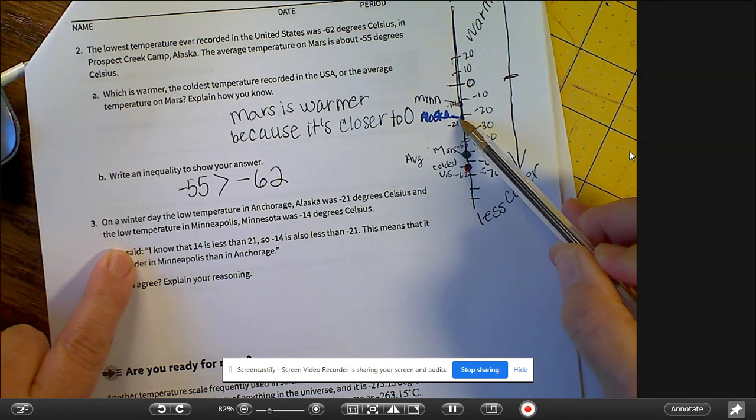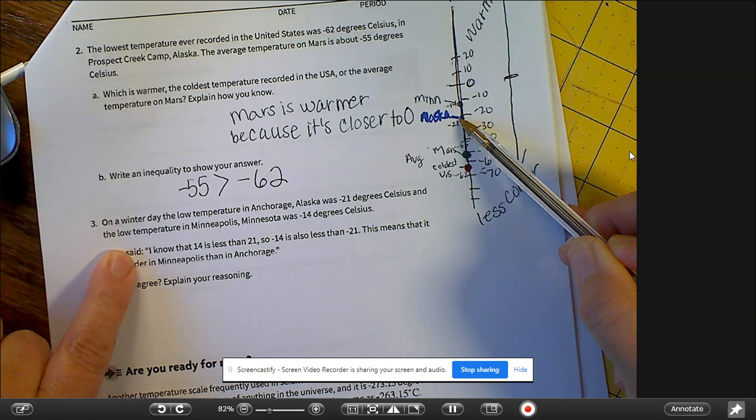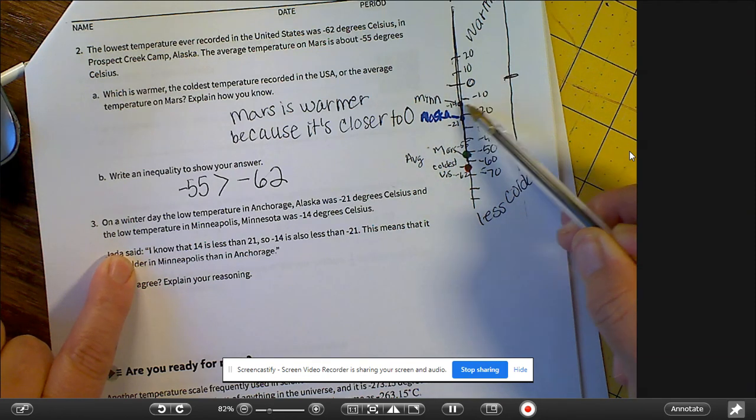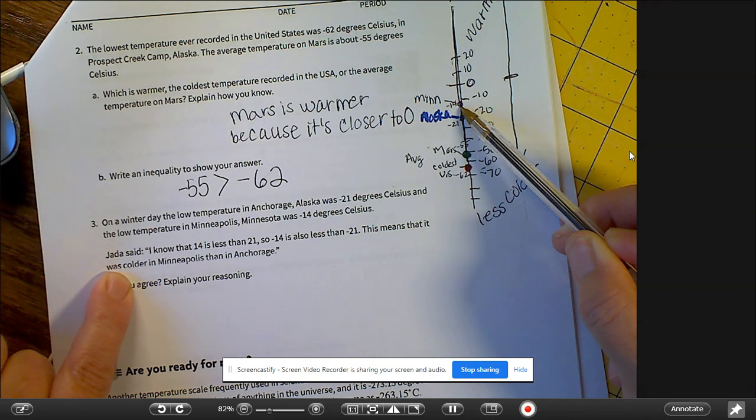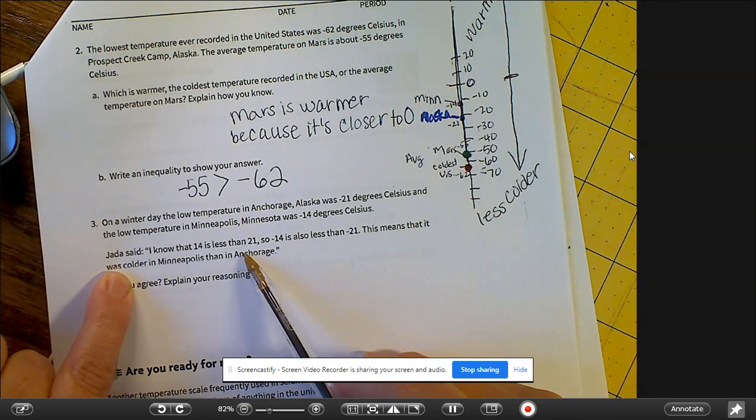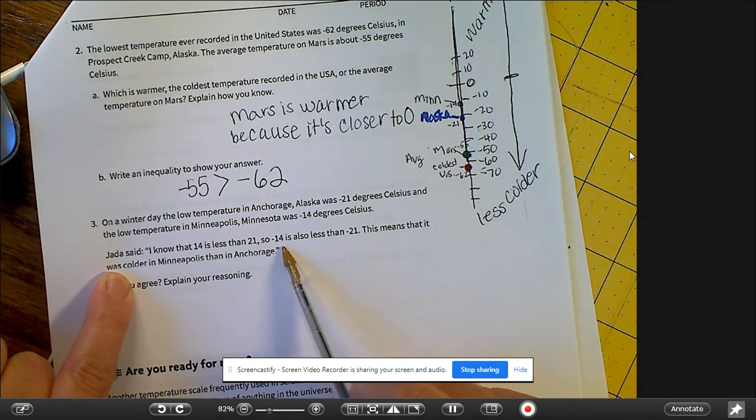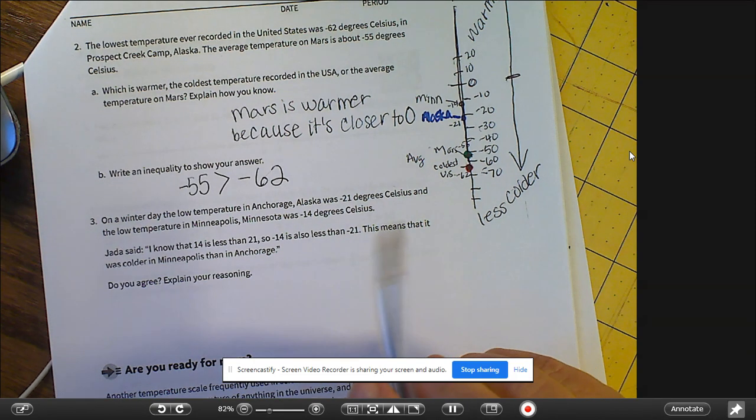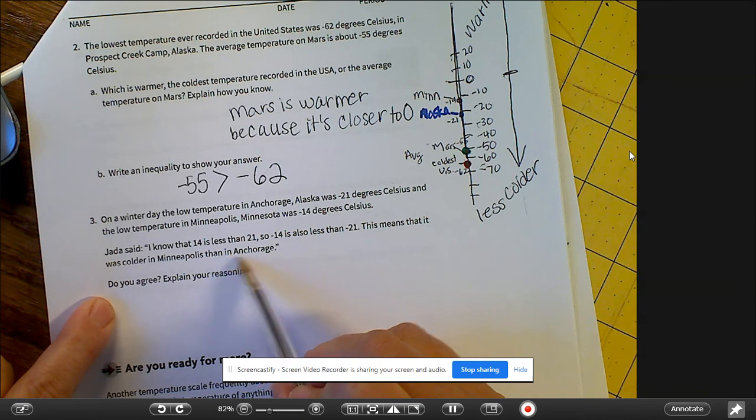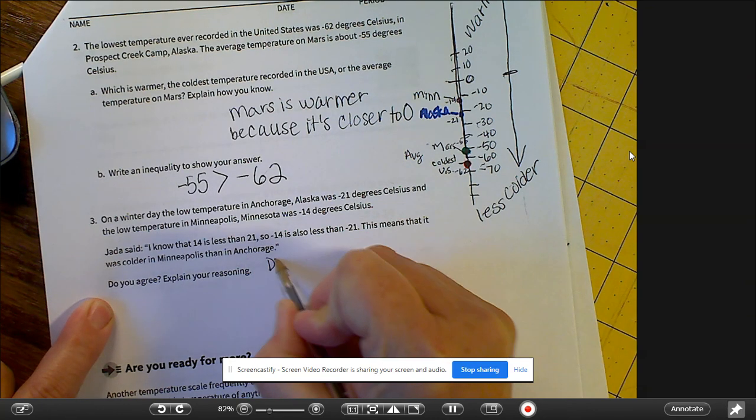I put that there. And the low temperature in Minneapolis, Minnesota was negative 14, so that's there. Jada said, I know that 14 is less than 21, so negative 14 is also less than 21. This means it was colder in Minneapolis than in Anchorage. And that is incorrect. Because, and we're going to say disagree.